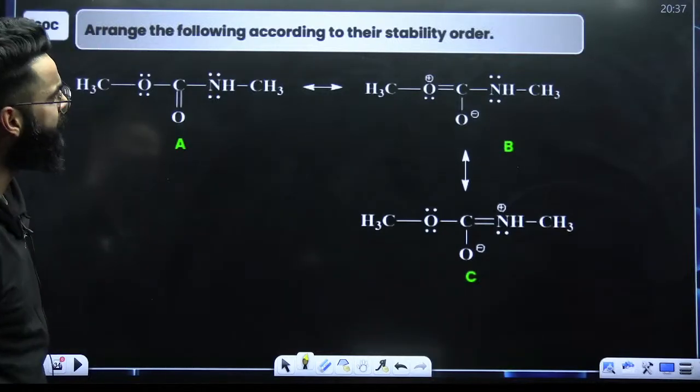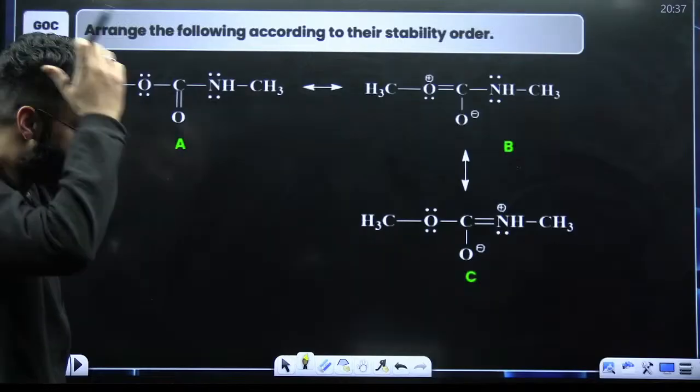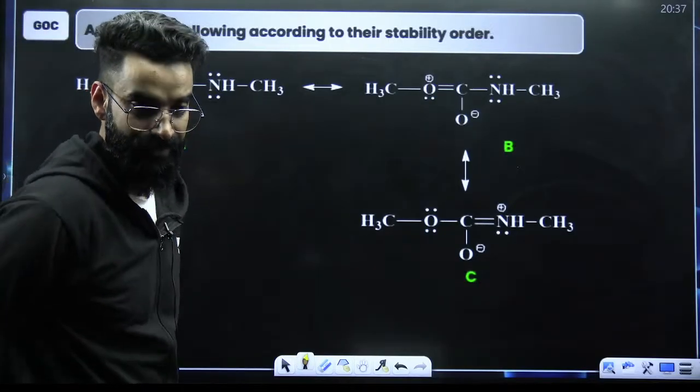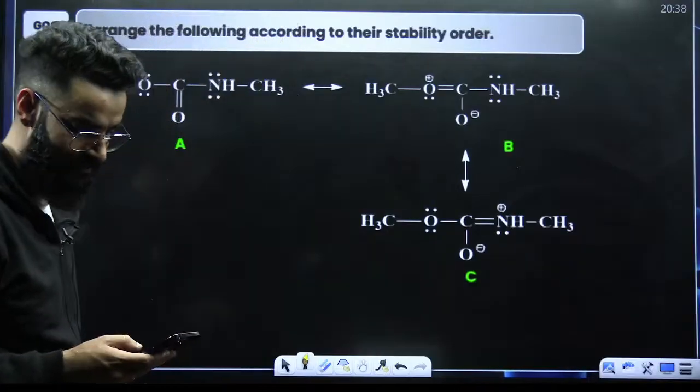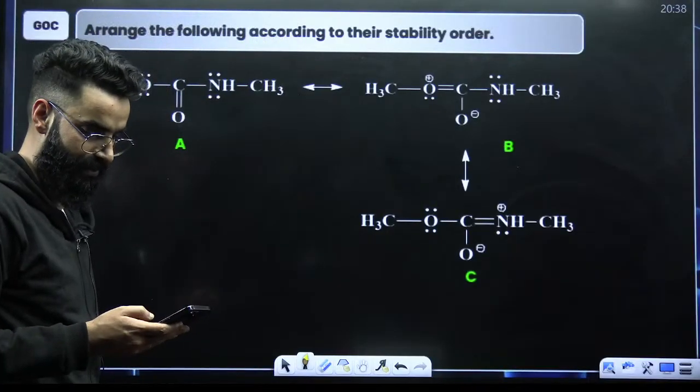Arrange the following according to their stability order. These are the resonating structures which are given to me, and you're supposed to arrange them as per their stability order. Quick.